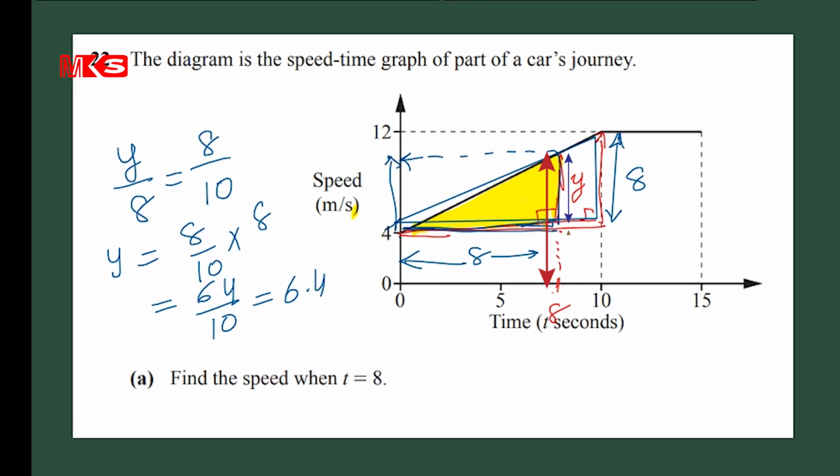This part is 6.4 and this is 4. So 4 plus 6.4, the total will become 10.4, the value of speed when t is 8. Since this is a sketched diagram, we cannot take values directly from the graph, so we will do some appropriate calculations.